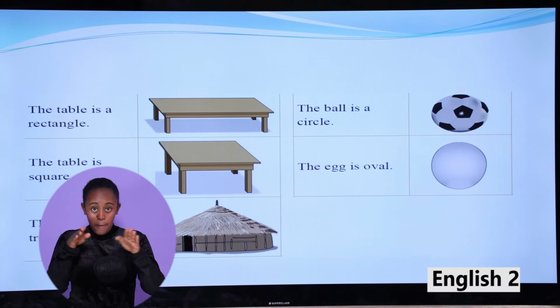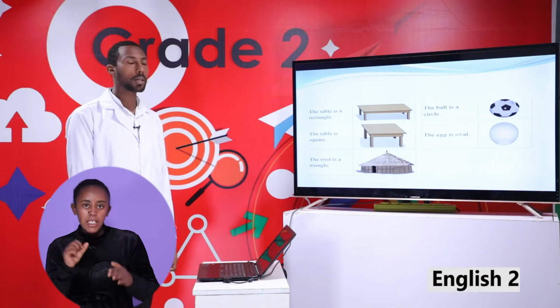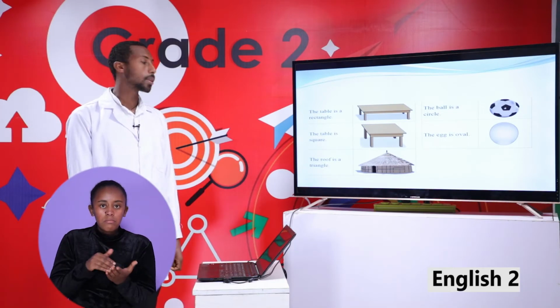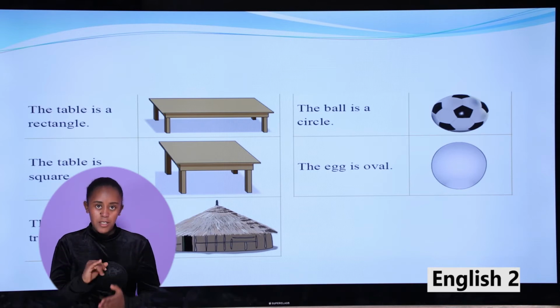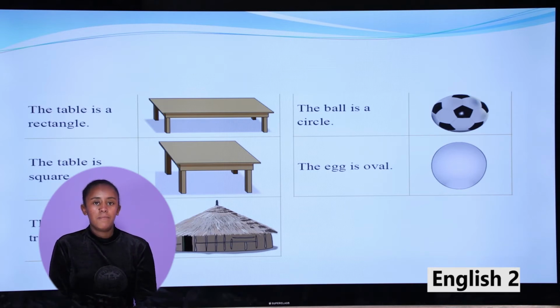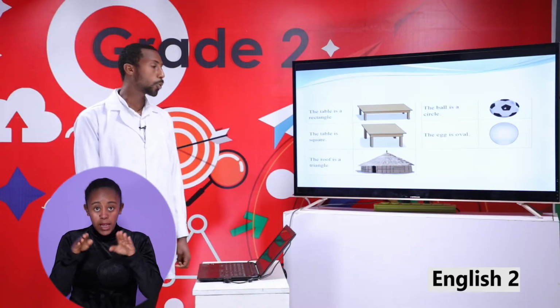Look at the second sentence. The second sentence says, the table is a square. Students, please say after me. The table is a square. Excellent, students. So when you look at the table, it has a square shape.